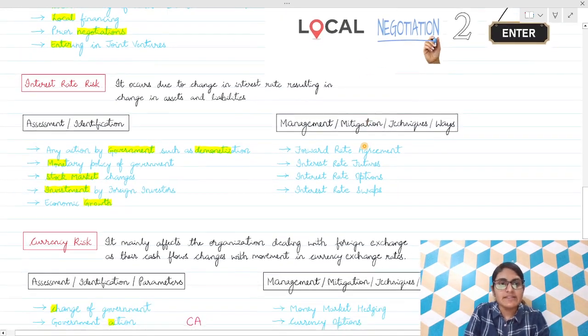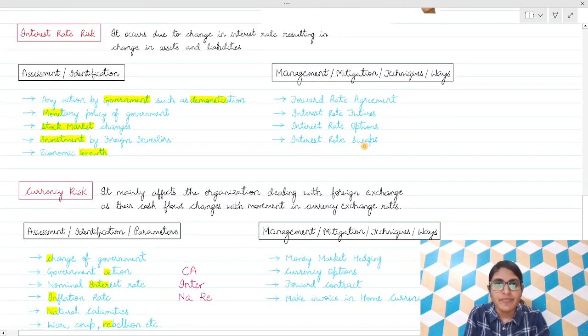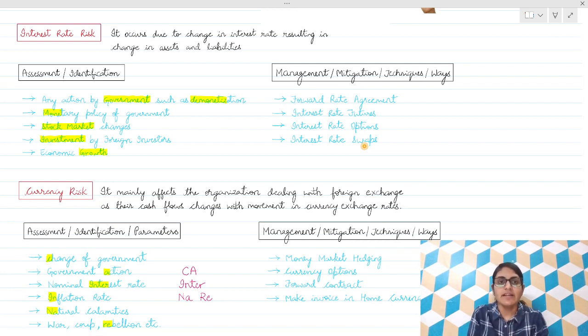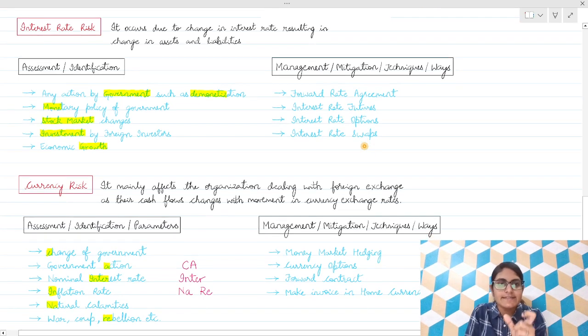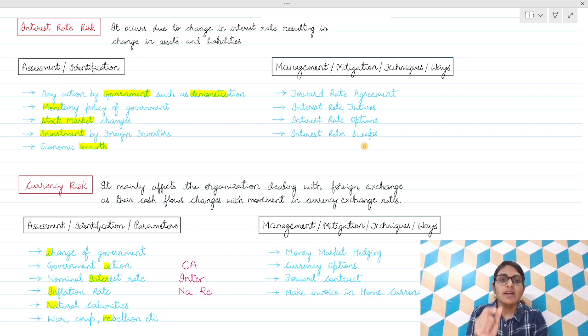Next, interest rate risk. It occurs due to change in interest rate resulting in change in assets and liabilities. Assessment or identification. Remember about demonetization: government demonetize money. Stock market investment growth. So, any action by government such as demonetization.